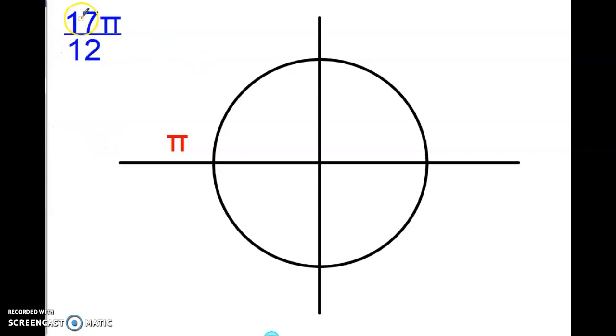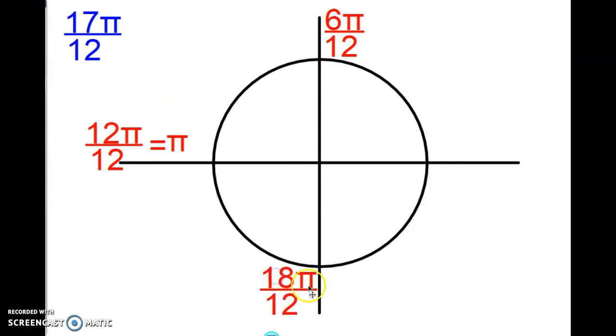Now, let's go on to this problem. And here's our problem, 17 pi over 12. Well, the very first thing I always do is we know this is pi, and whatever your denominator is, your numerator is going to be the same. 12 over 12, pi reduces to pi. Well, wait a second. What's half of 12? Well, that would be 6. 6, 12. Guess what this is down here? 18. We're counting by sixes. 6 and 12 is 18. Plus another 6 would be 24.